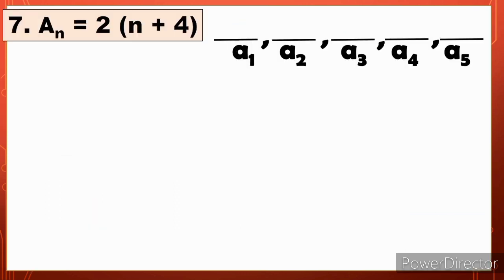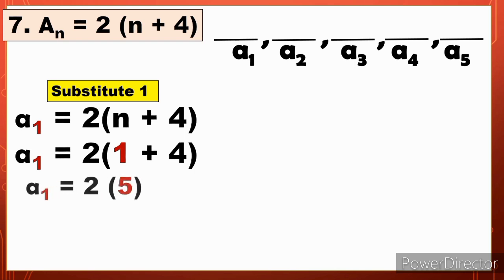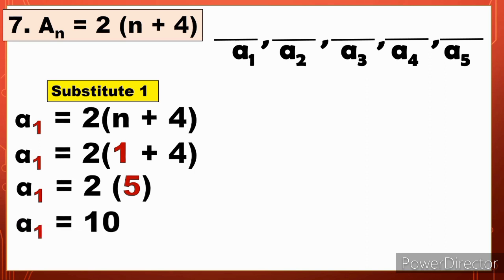And now, let's have number 7. The equation is a sub n equals 2 times the quantity of n plus 4. Okay, to find the first term or a sub 1, we substitute 1. So a sub n equals 2 times the quantity of n plus 4. Papalitan natin yung n ng 1. So it becomes a sub 1 equals 2 times the quantity of 1 plus 4. So we simplify, ang uunahin nating i-add is yung nandun sa loob ng parenthesis. So 1 plus 4 equals 5. Then 2 times 5 equals 10. So ang first term natin is 10.